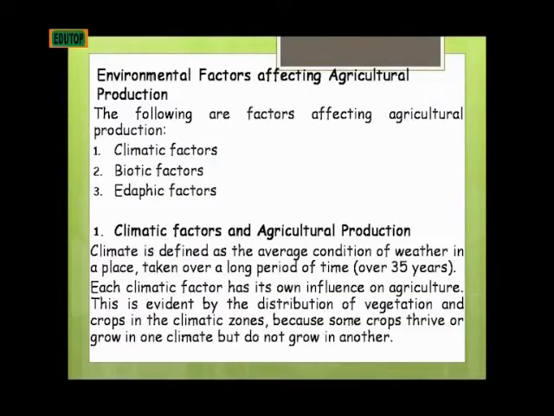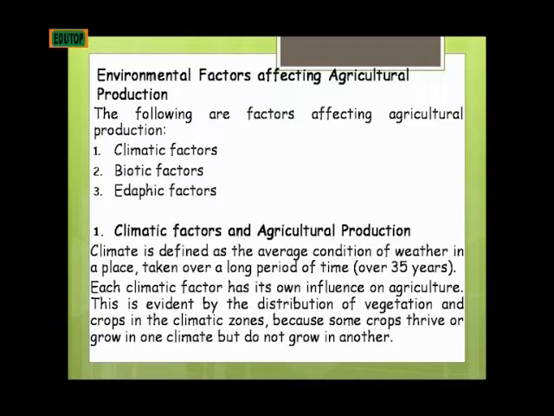Agricultural ecology is environmental factors affecting agricultural production. The following are the factors affecting agricultural production. They are grouped into three: we have the climatic factors, we have the biotic factors, and then the edaphic factors. The first one, we will now be treating one after the other. That is, now we'll be going into climatic factors and agricultural production.